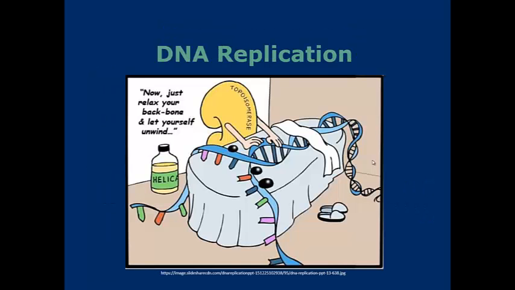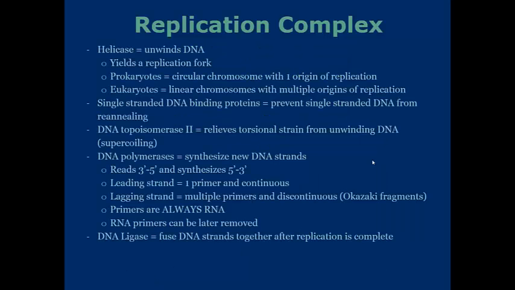When it comes to DNA replication, there are a couple proteins that we have to talk about. The replication complex is noted as a mechanism that involves helicase, polymerase, topoisomerase, and some ligase as well. Helicase unwinds DNA, which yields a replication fork. For prokaryotes, this is a circular chromosome with one origin, whereas eukaryotes have a linear chromosome with multiple. As you might guess, it's possible for replication forks to go in 2 separate directions.